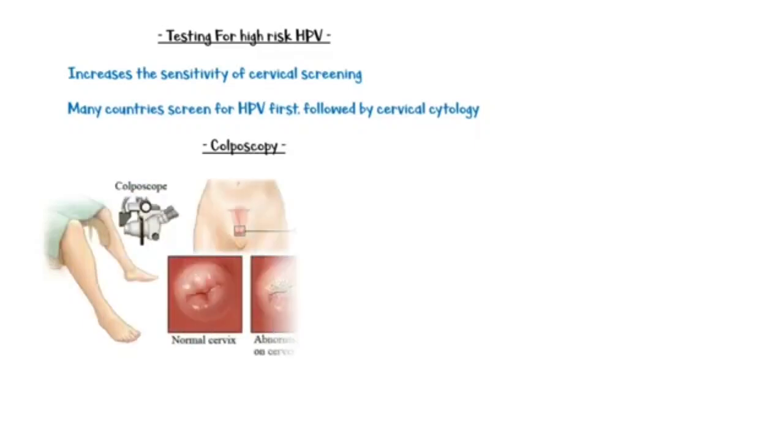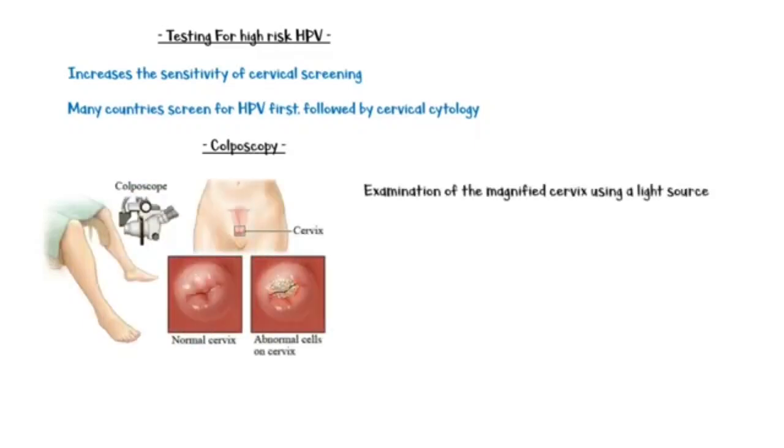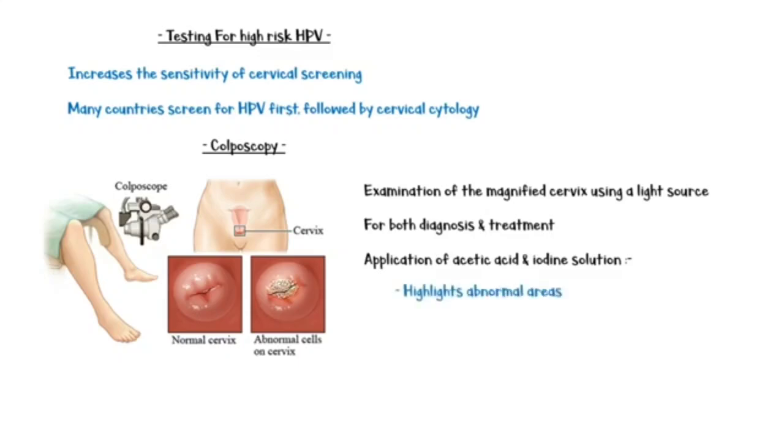Testing for high-risk HPV increases the sensitivity of cervical screening. Therefore, nowadays many countries screen for high-risk HPV first, followed by cervical cytology. Colposcopy is the examination of the magnified cervix using a light source. It is used for both diagnosis and treatment. Application of acetic acid and iodine solutions highlights abnormal areas, as you can see in this picture, because acetic acid gives a white color to the areas where there is a high rate of cell proliferation.